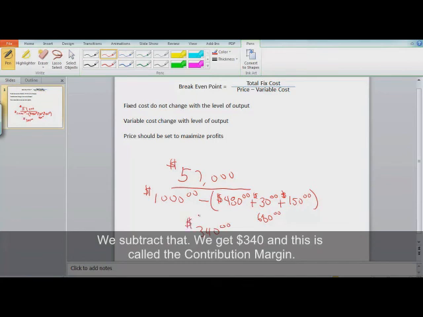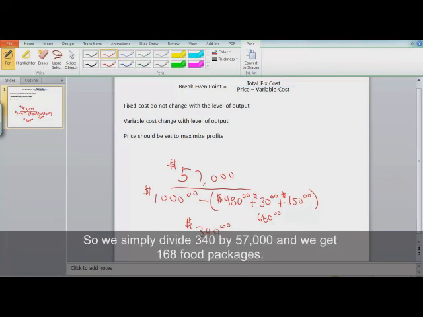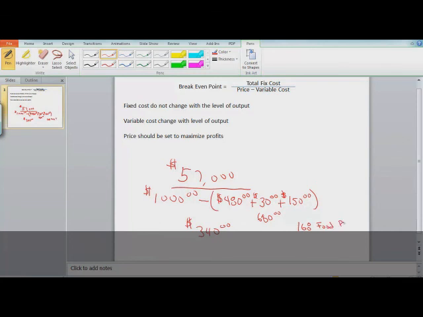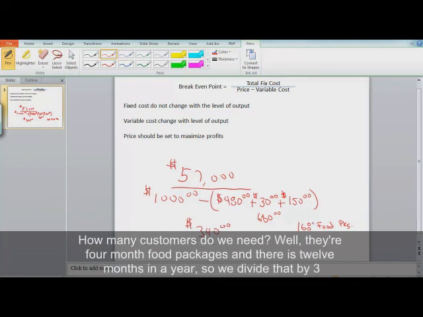And this is called the contribution margin. Each sale contributes $340 to the fixed cost. So we simply divide 57,000 by 340, and we get 168 food packages. How many food packages need to be sold to break even? It would be 168.